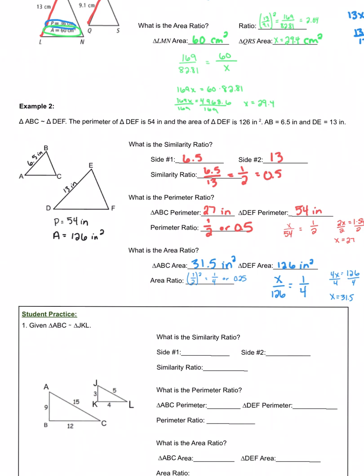Okay, and make sure you've answered all the questions. I don't see any more blanks, so we should be good to go. Okay, so for your student practice problems, you have 2 of them. Make sure you're filling in all of the blanks, and you're trying to find the similarity ratio, perimeter ratio, and then area ratio. So all of those.